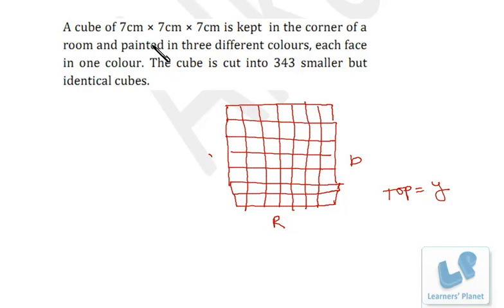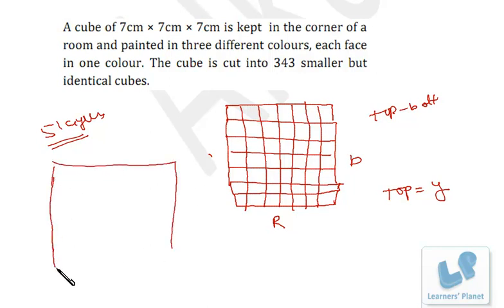Now since the cube is 7 by 7 by 7, that means there will be 7 layers, right? This is top and bottom, and the middle 5 layers will be the same. Okay, the 5 layers in the middle between top and bottom will be the same, right? I draw one of the middle layers also, so we can answer all the questions in a very small amount of time, right?